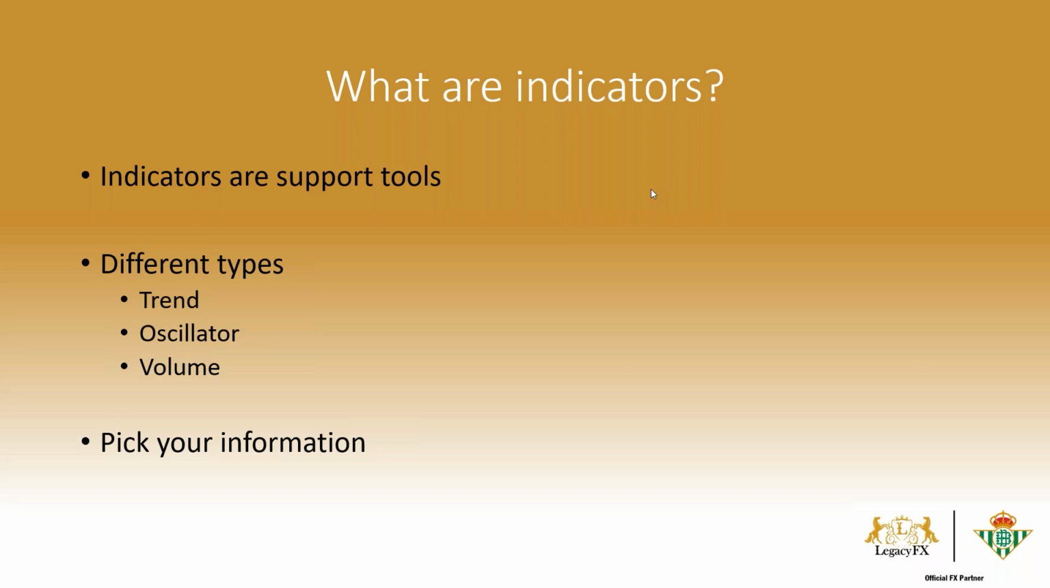Now, within indicators, there are basically 3 main categories. There's a fourth one, but the main ones: you have trend-based, you have oscillators, and you have volume-based.